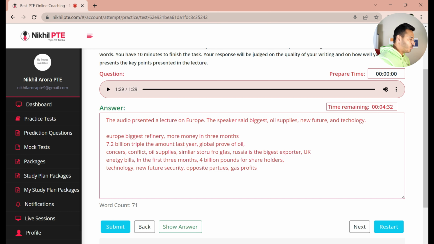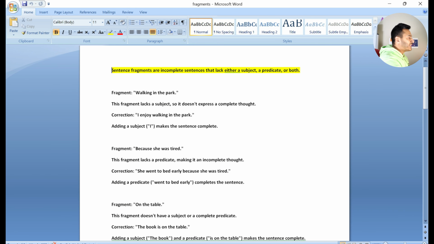So now what is the solution? Let's understand first. I will talk about sentence fragmentation. So what is sentence fragmentation? Sentence fragmentation means you are writing an incomplete sentence. For example, walking in the park. Who is walking in the park? We are not defining it here.